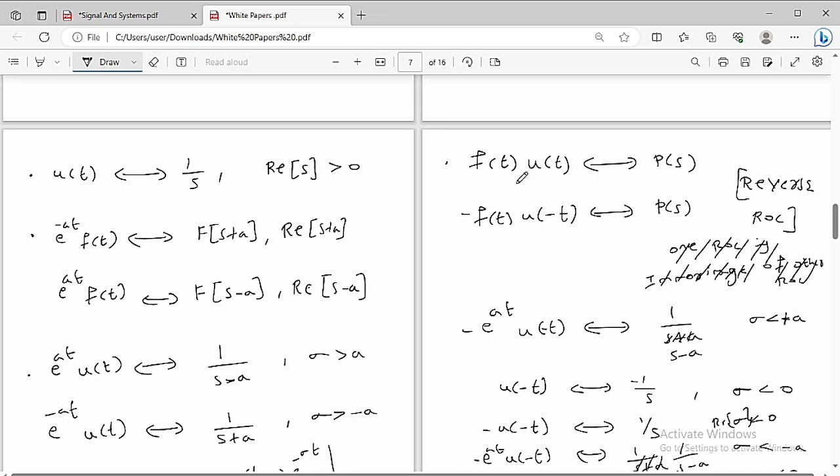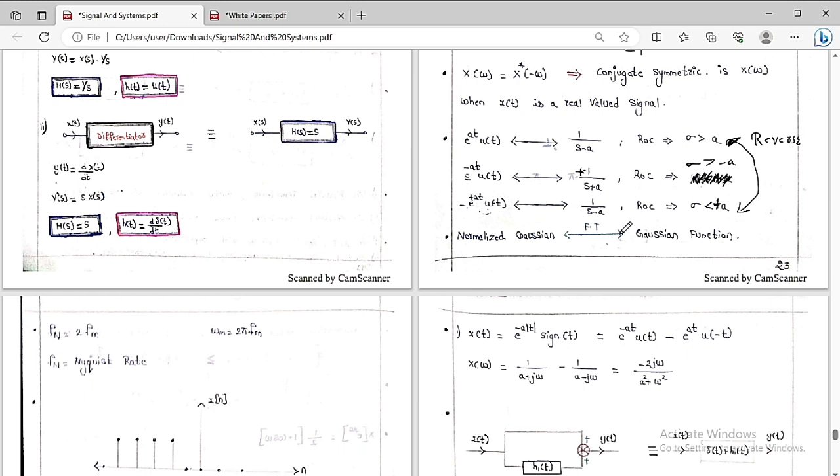See, basically, f of t into u of t has the Laplace transform F of s, and minus f of t into u of minus t has the same Laplace transform F of s. Both are the same Laplace transform, but with the reverse ROC. Reverse ROC means if one is greater than A, the other will be lesser than A. This concept you always have to keep in your mind.